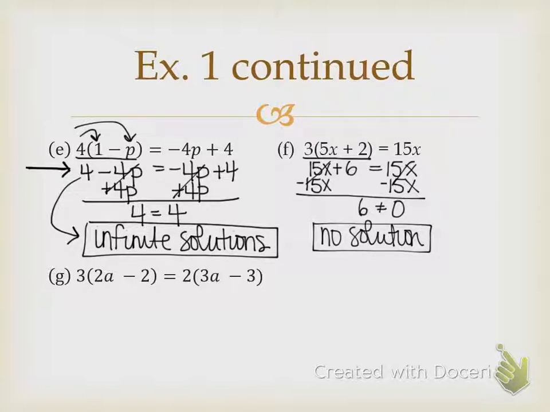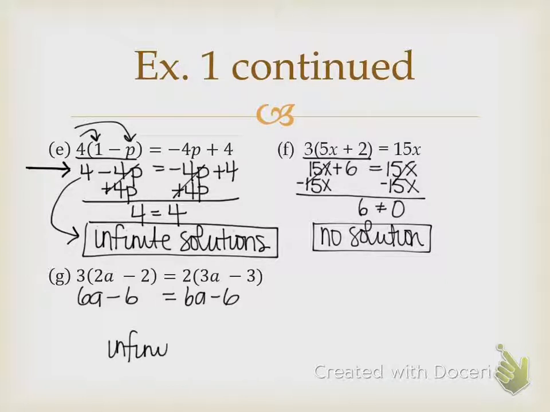I want you to go ahead to letter G, and I want you to distribute on both sides. All right, Makana, when you distribute on the left, what do you get? 6a minus 6. All right, and Zachary, when you distribute on the right, what do you get? 6a minus 6. Now, this one's even easier to see because it's written exactly the same. Are both sides of the equation equal?